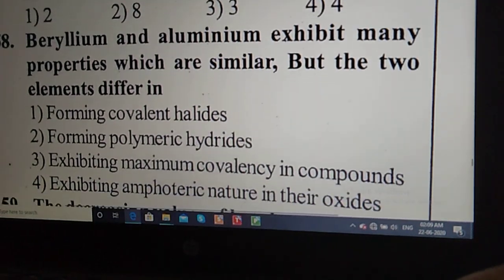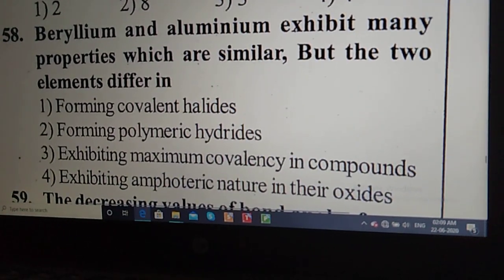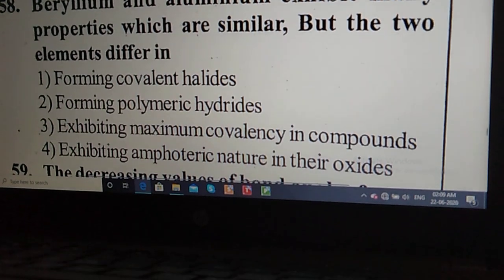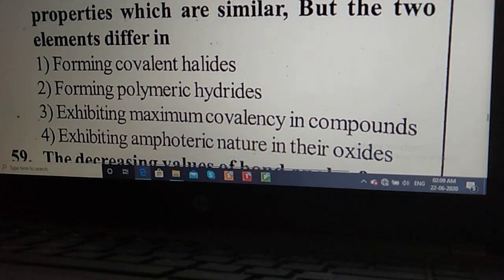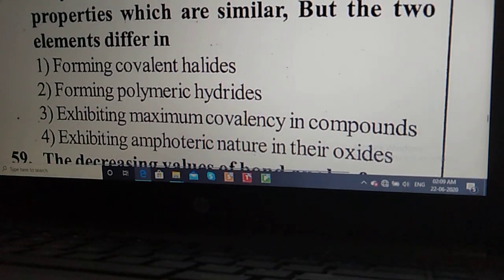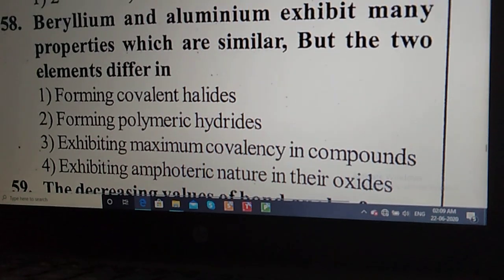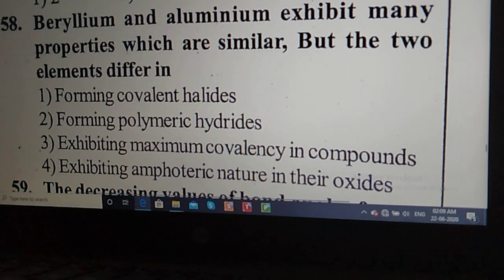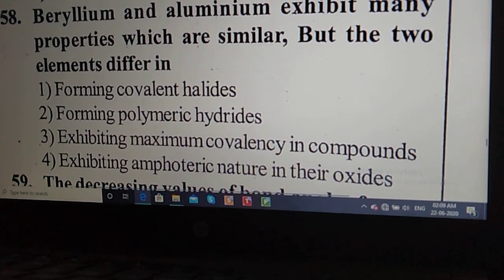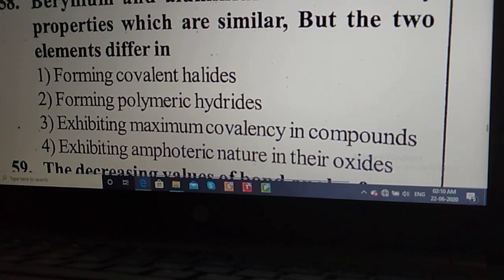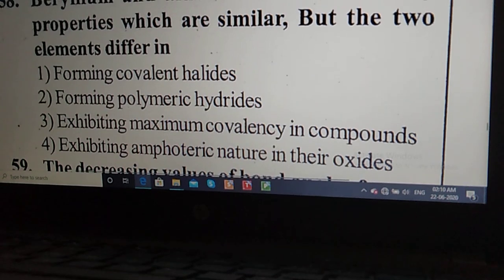Beryllium and aluminum exhibit many properties which are similar, but the two elements differ in: forming covalent halide, forming polymeric halide, exhibiting maximum covalency in compound, and exhibiting amphoteric nature. Dear student, they are asking, beryllium and aluminum are the example of the diagonal relationship. So many physical and chemical properties are almost similar. But forming covalent halide, both are forming covalent halide, no problem, because of high charge.